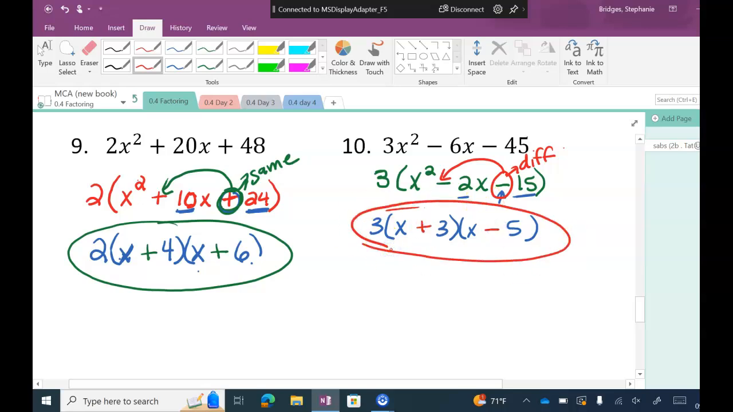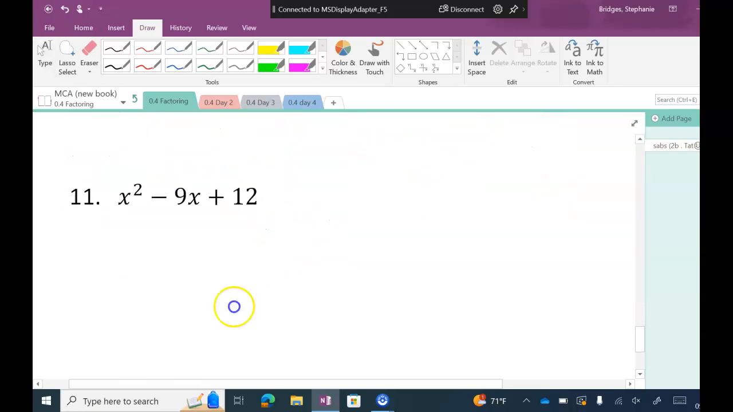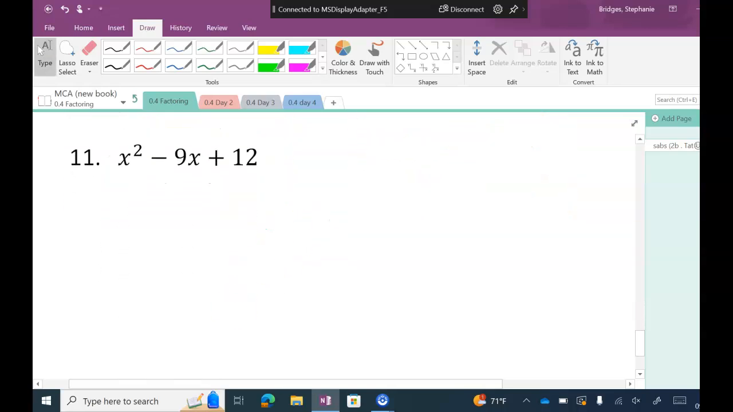It doesn't matter if you write this as 3 times x plus 3 times x minus 5, or if you write it as 3 times x minus 5 and x plus 3, as long as you have what's in the parentheses exactly the same and you have that 3 out front. Okay, I got one more for you. Go ahead and try it. First thing we're looking for is a GCF. If we do not have that, then we can continue to factor as we had discussed.